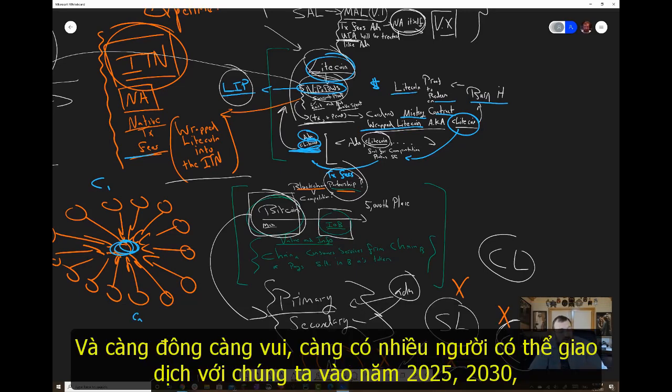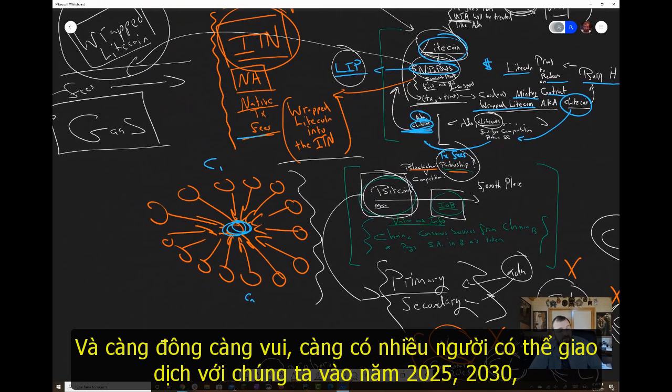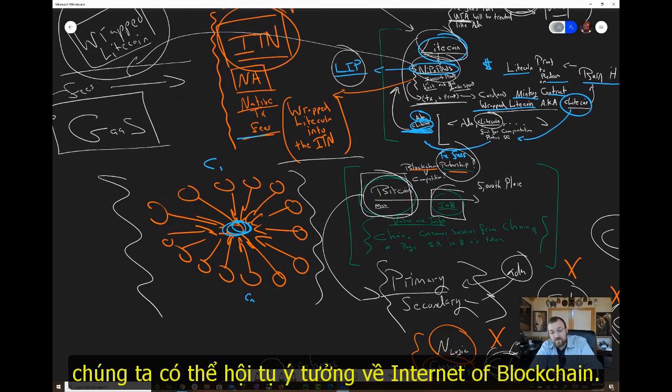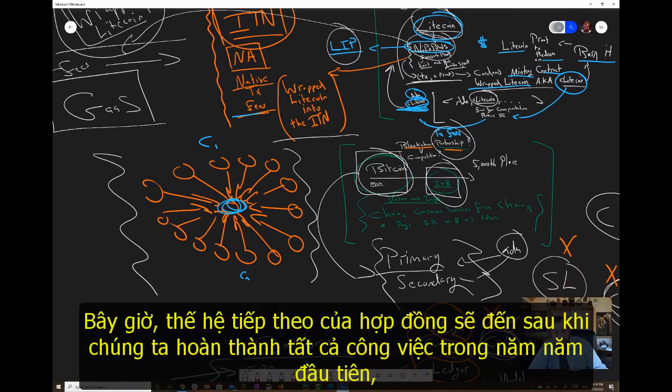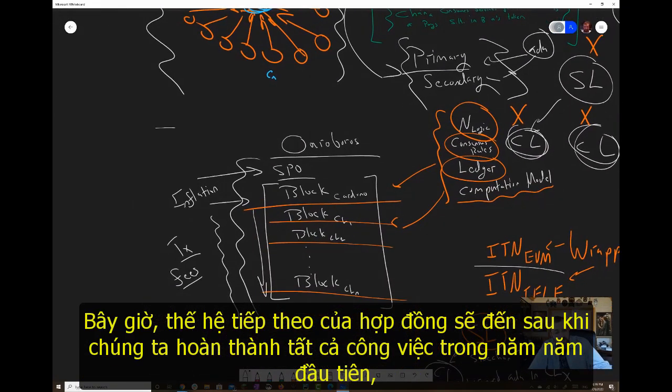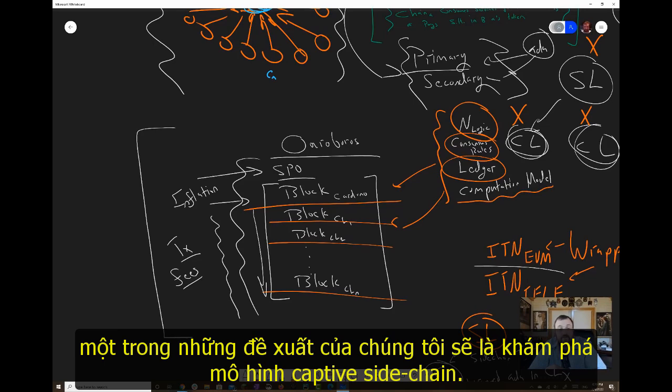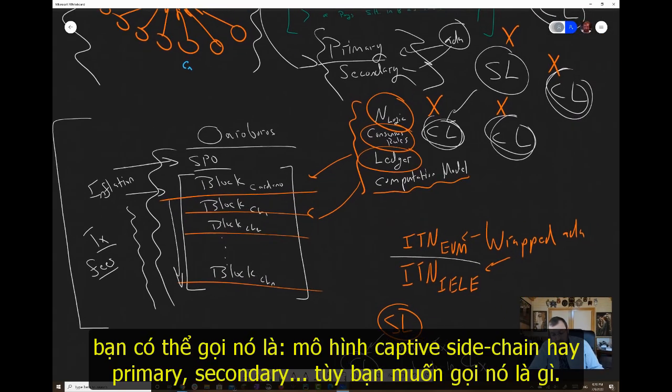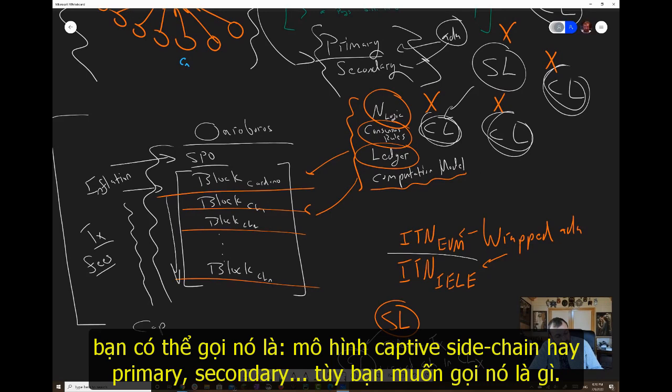The more people that can transact with us, eventually in 2025, 2030, we can converge to this idea of Internet of Blockchains. Now, in the next generation of the contract, which will come after we finish up all the work on the first 5 years, one of our proposals will be to explore this captive sidechain model. So you can call it the captive sidechain model, or primary, secondary, or whatever we're going to end up calling it.